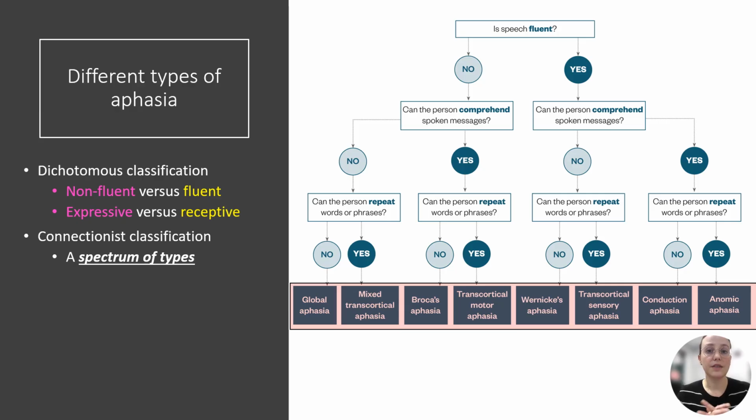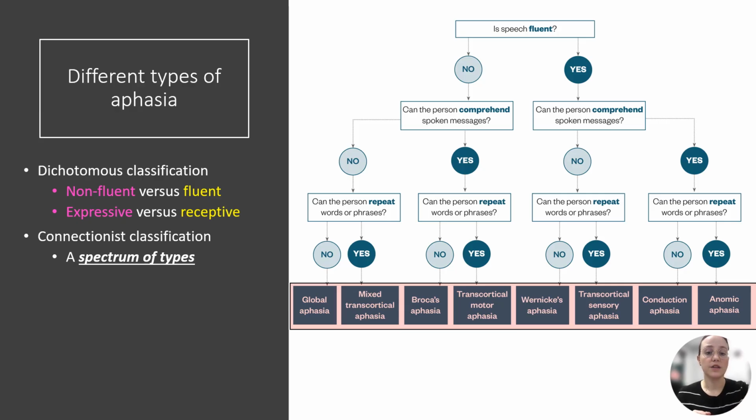Now, you'll also notice that there are a ton of types at the bottom of this nice flowchart. We call these a spectrum of types, and sometimes they're referred to as connectionist types. Some aphasia batteries, which means a large test to evaluate the type of aphasia and severity of aphasia that a person has, will help you to classify what type of aphasia they have according to this bottom row here. So to the far left, remember that those 4 are considered non-fluent or expressive types.